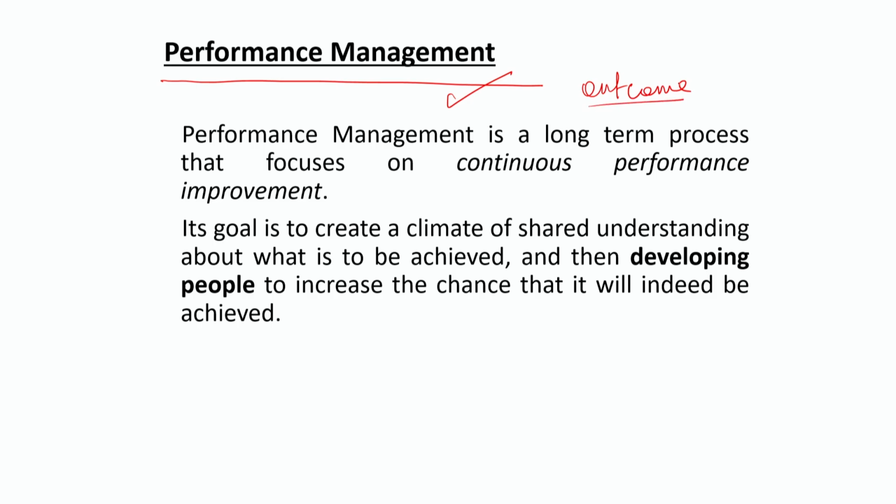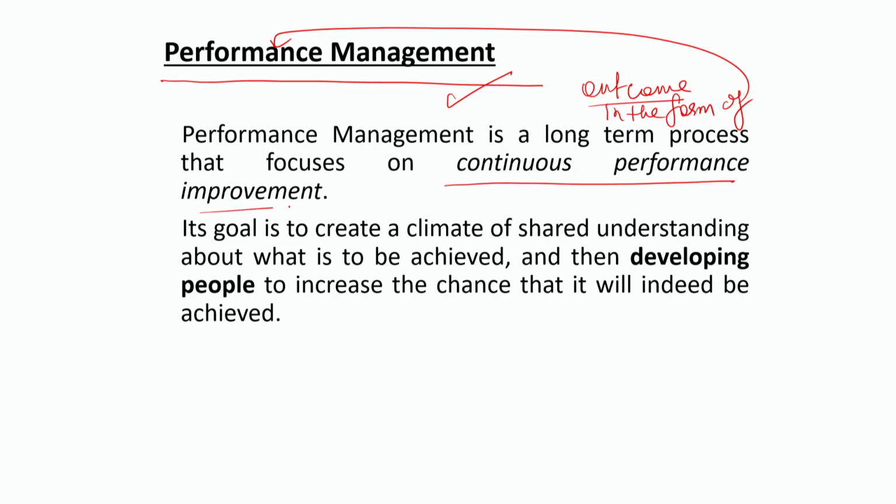So the outcome of performance, or outcome in the form of performance, has to be managed properly so that tomorrow we can appraise them. So what is performance management? It is a continuous performance improvement process where we help the individual while he is carrying out the task. We have already discussed concepts like training and executive development. So these tasks help an organization to take care of managing the performance of individuals.